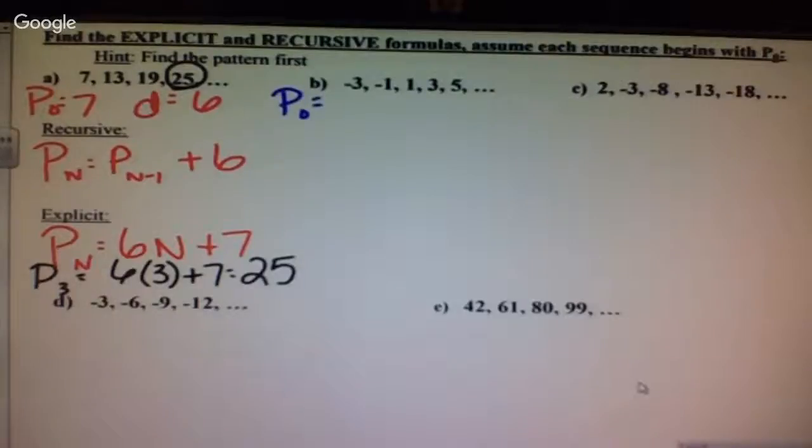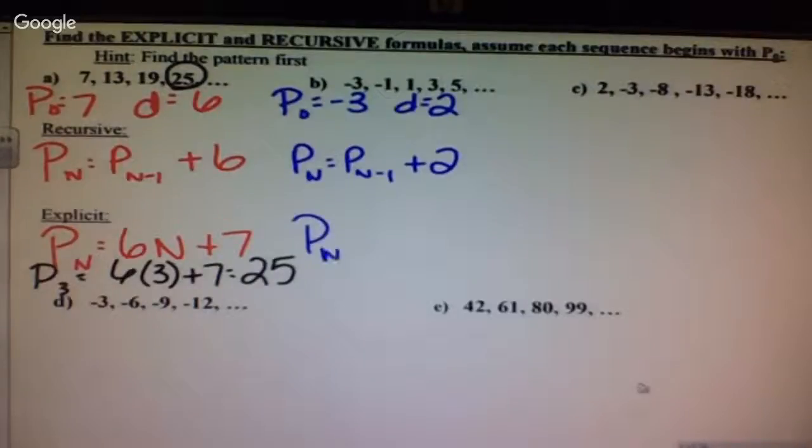What is my first initial value? Negative 3. What's my pattern? What's happening? It's going up 2. Okay, it's going up by 2. Good. So that means I need to go backwards by 1 and add 2 to it every time to get my next number recursively. So then explicitly, that's p sub n equals 2n minus 3. Your pattern always goes with the n, and your initial value is always what's added or subtracted to the outside. P sub 0 and d.